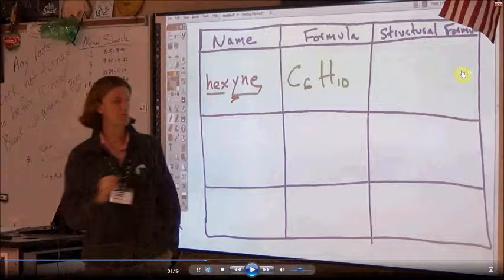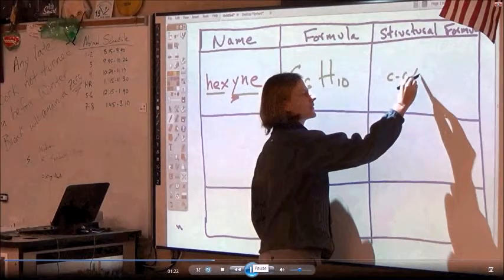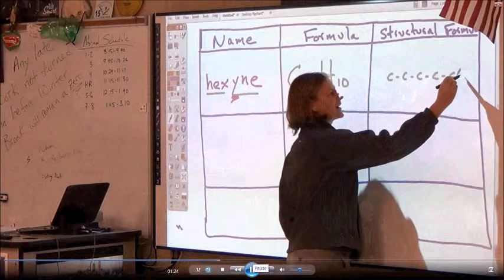Then of course I'd want you to draw it. Well, it'd be difficult to draw without knowing the formula. And while there are isomers of hexyne and these other hydrocarbons, I want you to stick with a chain. So just draw 6 C's in a chain to start. And start them off all single bonds, but we'll come back and look at that.